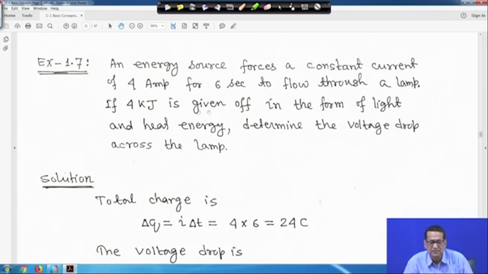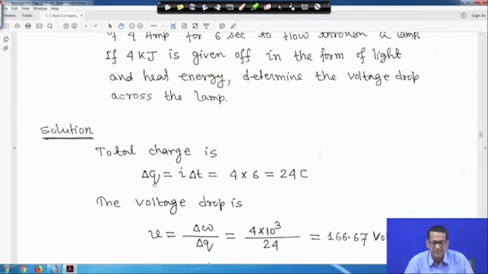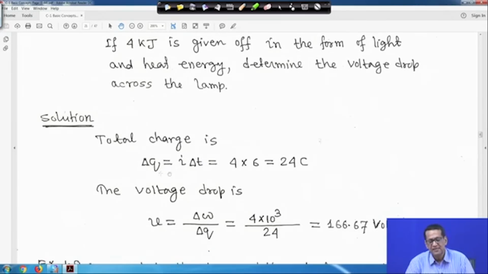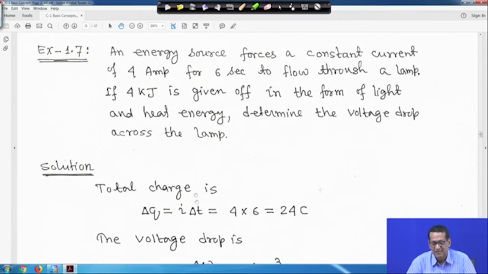If 4 kilojoule is given off in the form of light and heat energy, determine the voltage drop across the lamp. So, total charge is Q. We know that I is equal to dq by dt. So, in general we can write that dq is equal to I dt. Here we are writing delta Q is equal to I into delta t. I is given as 4 ampere, the constant, and the time t is 6 second. So, 4 into 6, that is 24 coulomb.